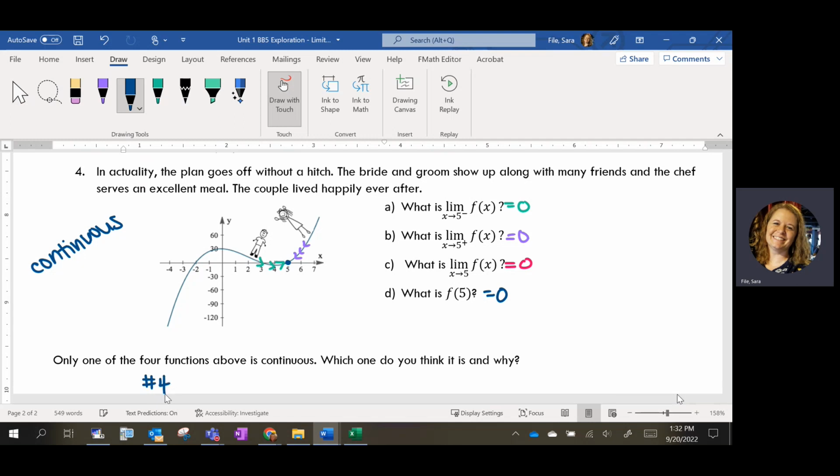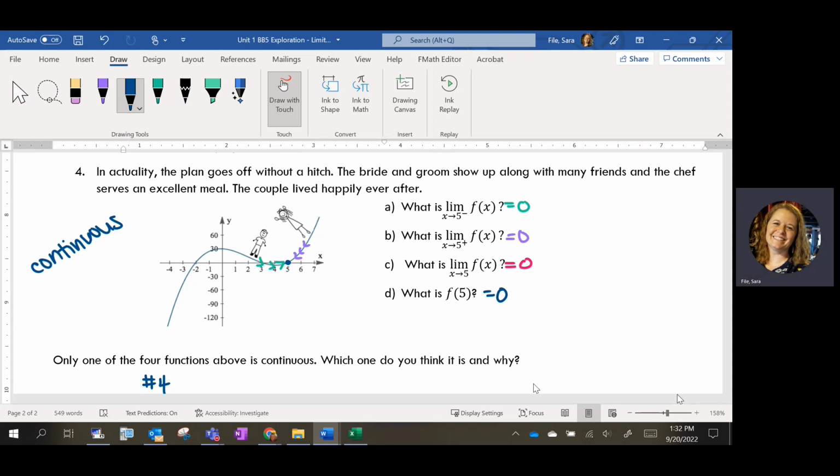It was number 4. You can put in your own words why or explain that, but it meets those conditions, right? There's no hole, there's no asymptote, there's no jump. Okay, the limit exists, the value is in the domain, and the function value and the limit are equal to each other at that point.